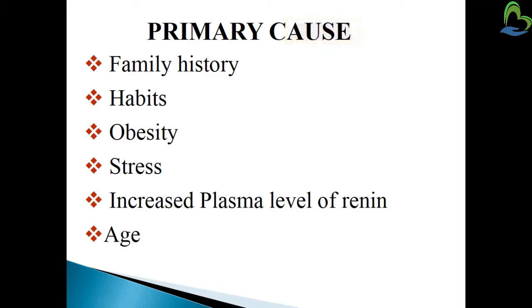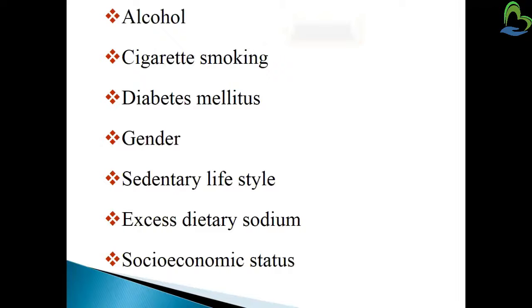Stress: vasoconstriction occurs due to stress, so the pressure exerted by the blood will increase. Again, the plasma level of renin increases. Renin is an enzyme which creates pressure on the blood vessels when the blood flow is not consistent. In that case renin will increase, and that will increase the blood pressure. Age, geriatric conditions, and arteriosclerosis will be responsible. Alcohol and cigarette smoking, the nicotinic substances, are responsible for vasoconstriction.